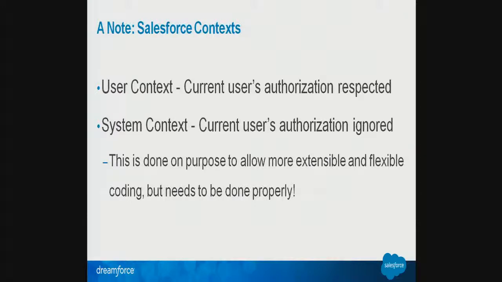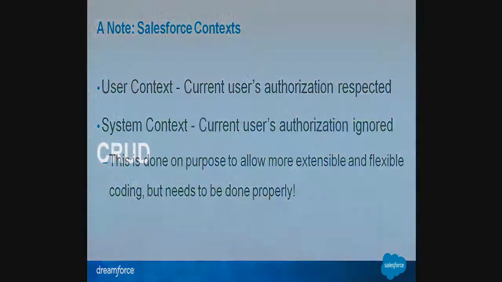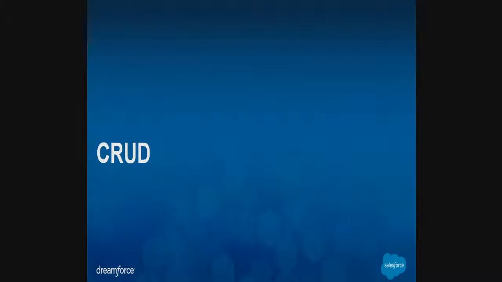One thing we also want to mention, because we're going to use these a lot, is user context and system context. User context means your user's authorization is respected by the platform, and system context means your user's authorization is ignored by the platform. This is important for Apex and Visualforce because it allows them to be more extensible and flexible. But the reason for this talk is that you need to be careful when doing it, because you are opening up potential abuses of least privilege. So now Max is going to jump into CRUD.